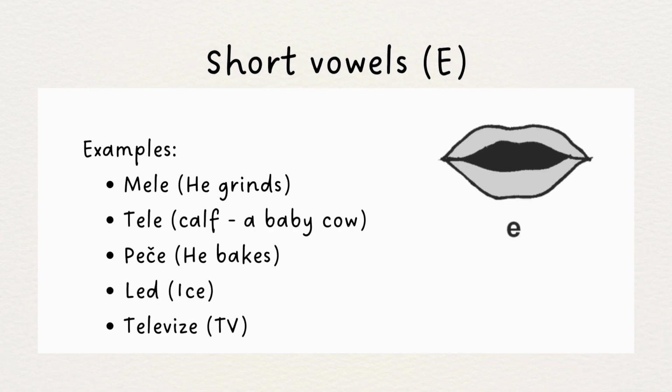Did you know that E is the most used letter in the Czech alphabet? E is pronounced in the middle of your mouth and you don't open your mouth too much, but it's a bit wider than when you pronounced I. Look at the picture and try to pronounce it. E.